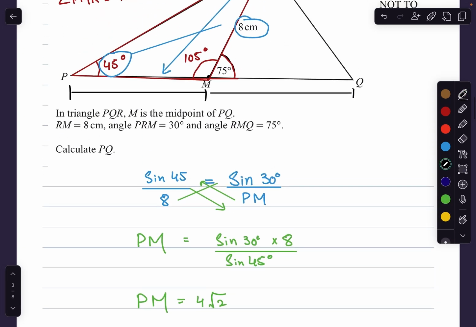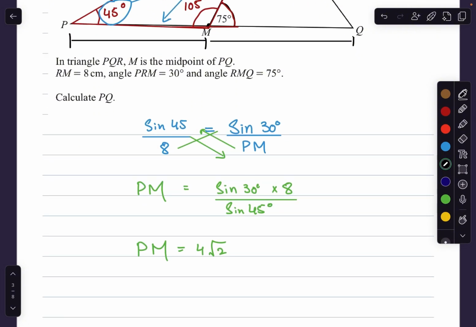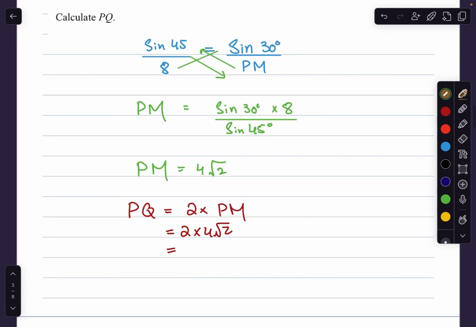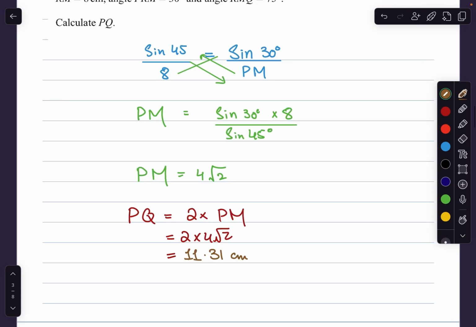And we know what we are finding out. We are finding PQ over here, which is the whole thing, and PM is half of that. So for PQ, you do 2 times PM, which equals 2 times 4 square root of 2. You can take it in decimal form, which would be 11.31 centimeters. We take it to 2 decimal places, because the constant unit is centimeters, and that is your answer for this question.